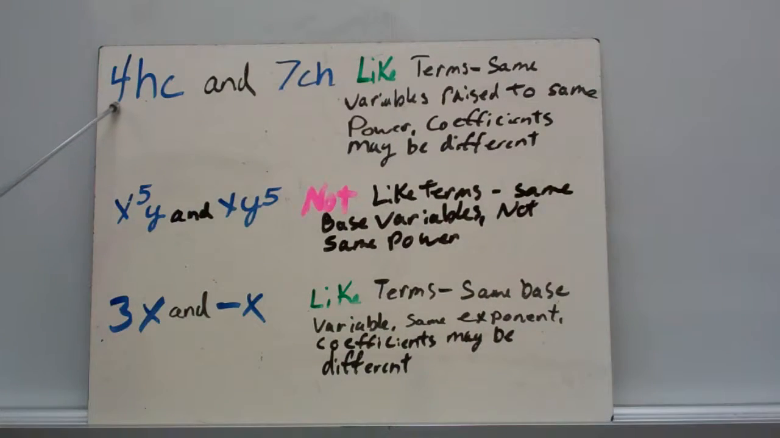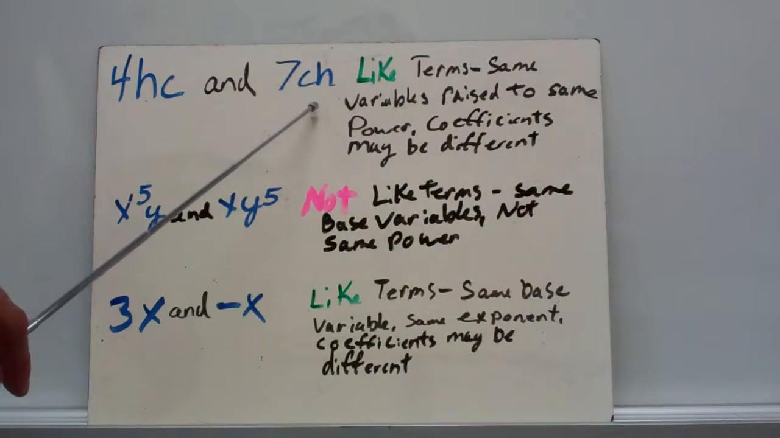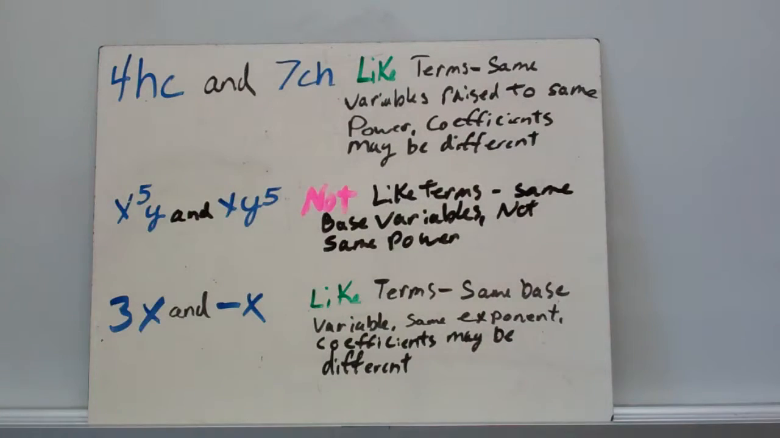If, for example, we were going to add these together, we can take the coefficients of 4 and 7 and add those together, get 11, and then we have CH and HC. We can put those in any order. It doesn't matter if you want to have 11CH or 11HC. Either of those is fine and will be correct.